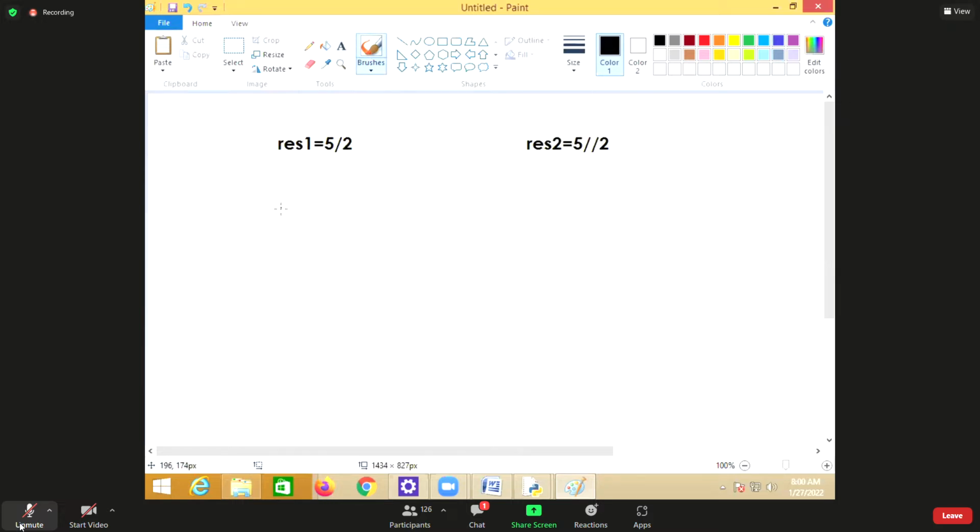But if I am writing here 5, 5 divided by 2. So how many times? 2 times, that is 4. And what is the remainder here? 1. So it will divide the number until the remainder is 0. It will divide the number until the remainder is 0. 5, how many times? 5 times. And what is the value here? 0. So what is the result 1 here? 2.5.